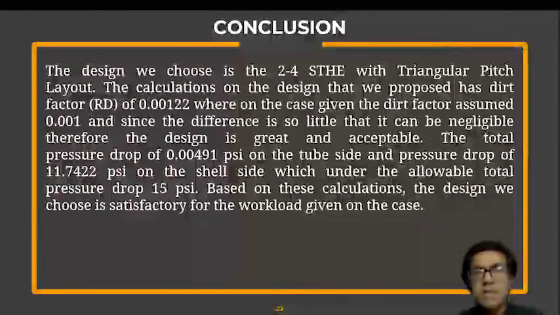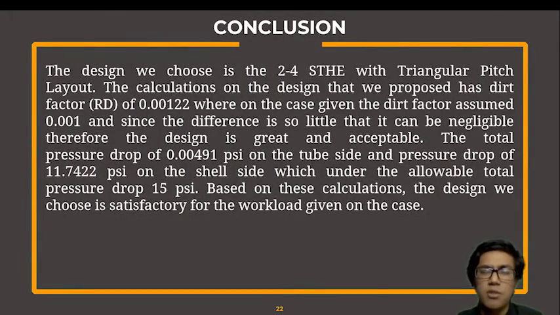In conclusion, the design we choose is the two shell four tube shell and tube heat exchanger with triangular pitch layout. The calculation and the design that we propose has a dirt factor of 0.00122, where in the case given, the dirt factor is assumed to be 0.001. Since the difference is so little and negligible, the design is great and acceptable. The total pressure drop of 0.0491 psi on the tube side and total pressure drop of 11.7422 psi on the shell side are under the allowable total pressure drop of 15 psi. Therefore, based on the calculation we have done, the design we choose is satisfactory for the workload given in the case and may be applied in use.